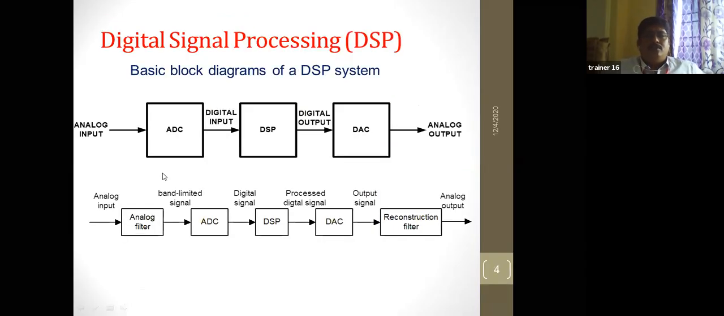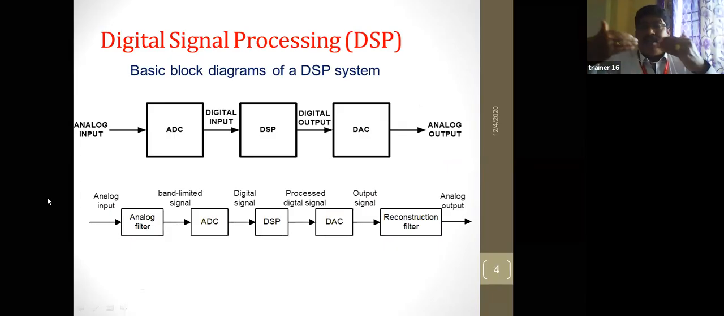Now, if you observe clearly, this is the block diagram of digital signal processing. Again, I will show the block diagram of what we discussed in the previous class. I will stop sharing. All of you see here this block diagram. In digital signal processing, after the ADC, the output is a digital signal. That digital signal is processed. That is DSP, right?